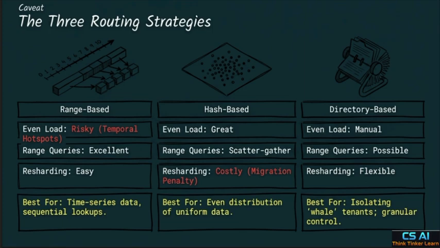There are three primary routing strategies. Range-based is excellent for time series or sequential lookups, but very risky for temporal hotspots. Hash-based is the king of even distribution for uniform data, though resharding is costly. Directory-based gives you the most granular control, allowing you to isolate whale tenants on their own hardware, but it requires maintaining a manual lookup table. Your choice depends entirely on your specific data access patterns.